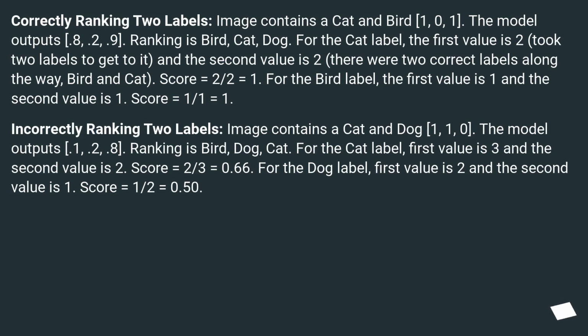Incorrectly ranking 2 labels. Image contains a cat and dog: 1, 1, 0. The model outputs .1, .2, .8. Ranking is bird, dog, cat. For the cat label, first value is 3 and the second value is 2. Score equals 2/3 equals 0.66. For the dog label, first value is 2 and the second value is 1. Score equals 1/2 equals 0.50.